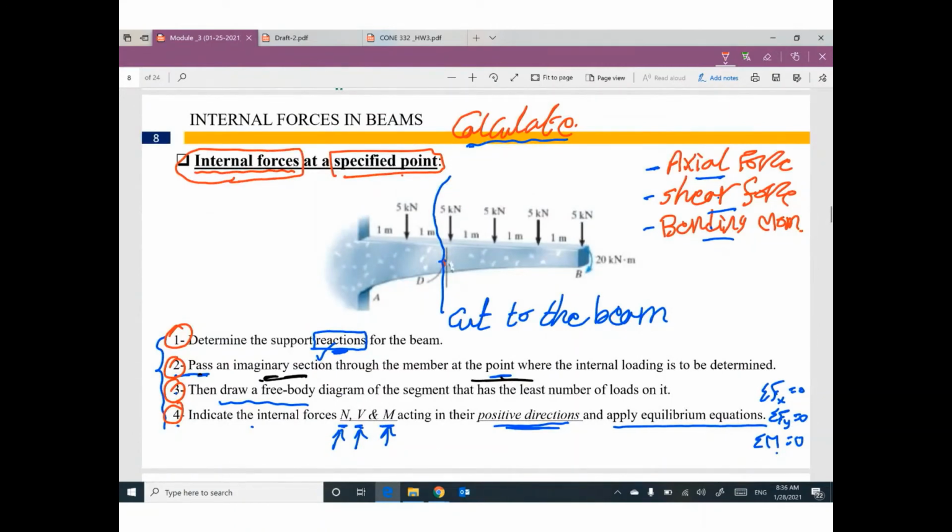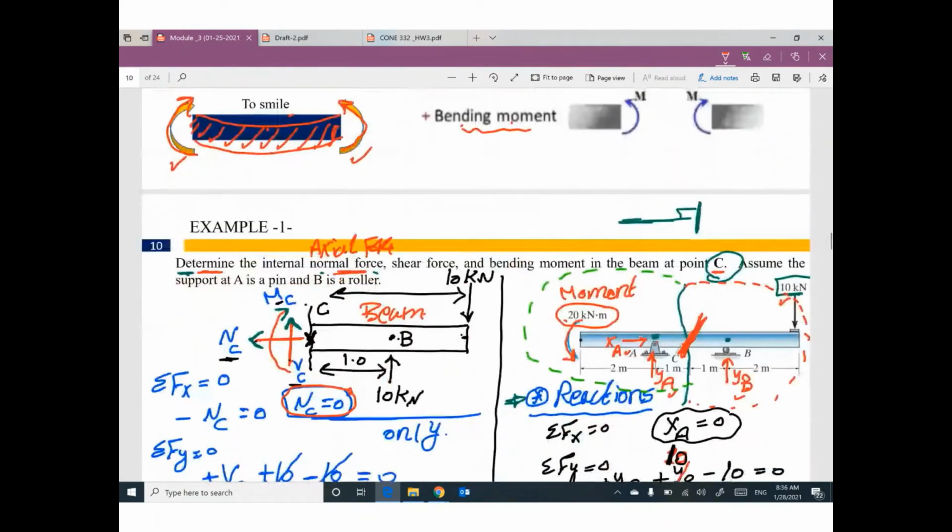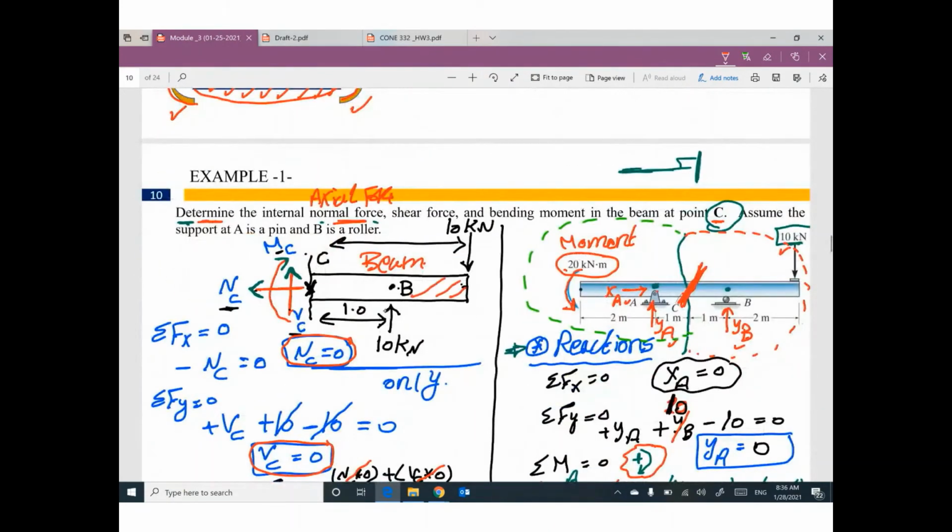point inside the beam. We have a few steps. First step, we need to calculate reactions. Second step, we need to make a cut. Third step, we need to draw the free body diagram. The meaning of free body diagram is this one. This part is called free body diagram.